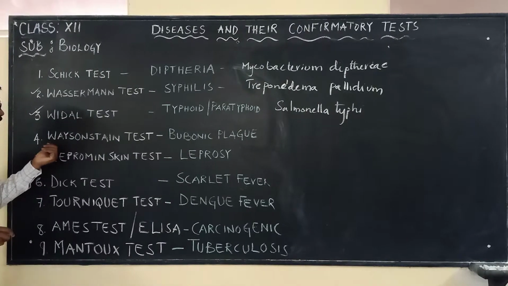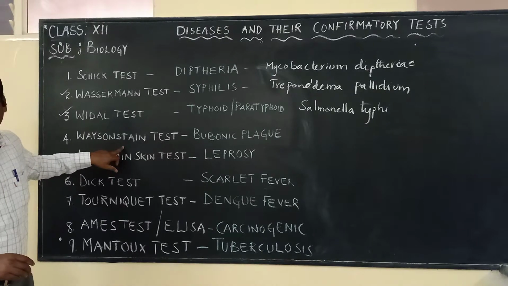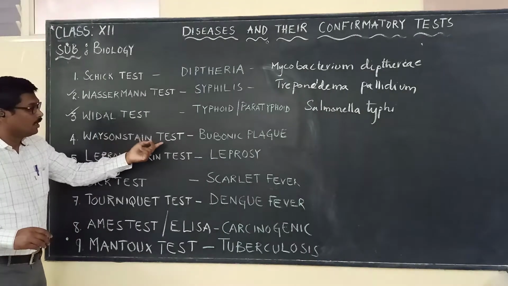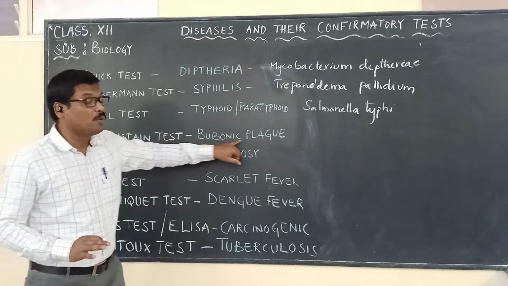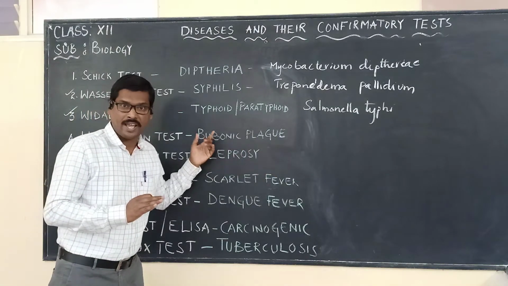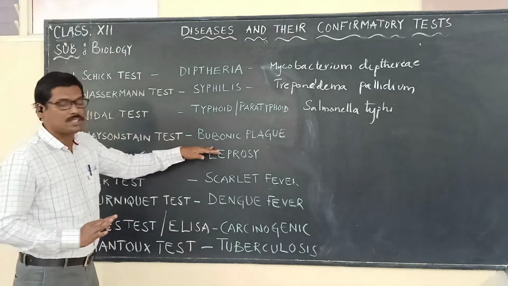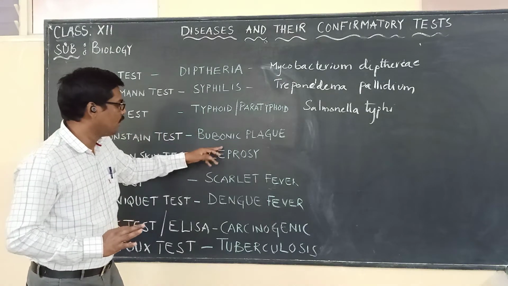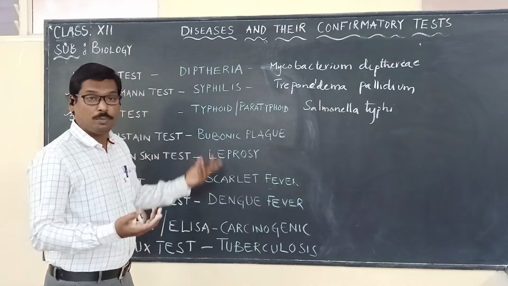And the next one is the Weissenstein test. The Weissenstein test is done to identify or to confirm bubonic plague. Of course this is rare, but we should know the test that is done for this disease known as bubonic plague. You may be wondering what bubonic plague is.